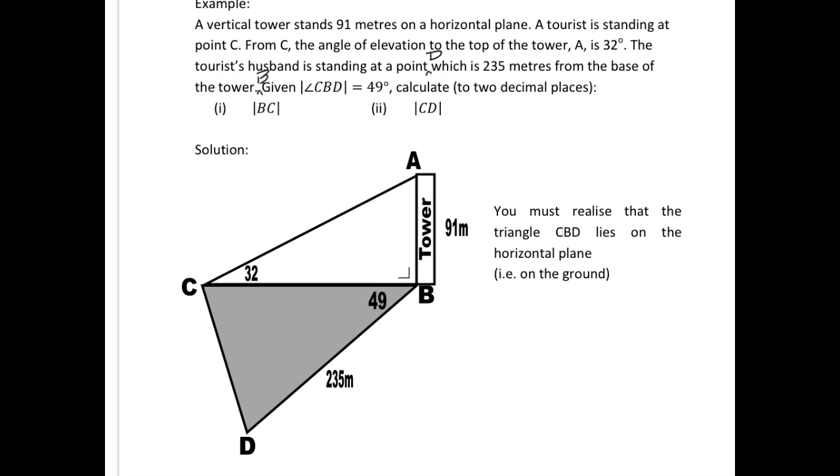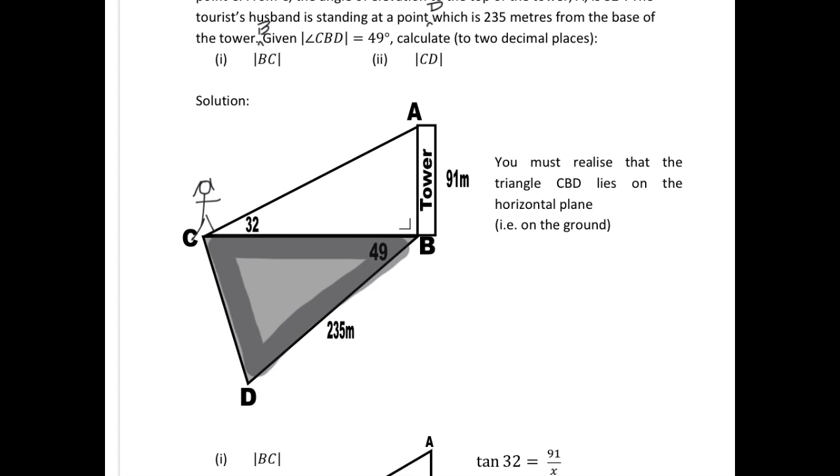have done here. So this area inside this triangle is what you would see if you had a bird's eye view of the tower and the two people. So our tourist is standing here at point C with her husband at point D, and our tower, of course, at point B to point A being 91 meters tall.